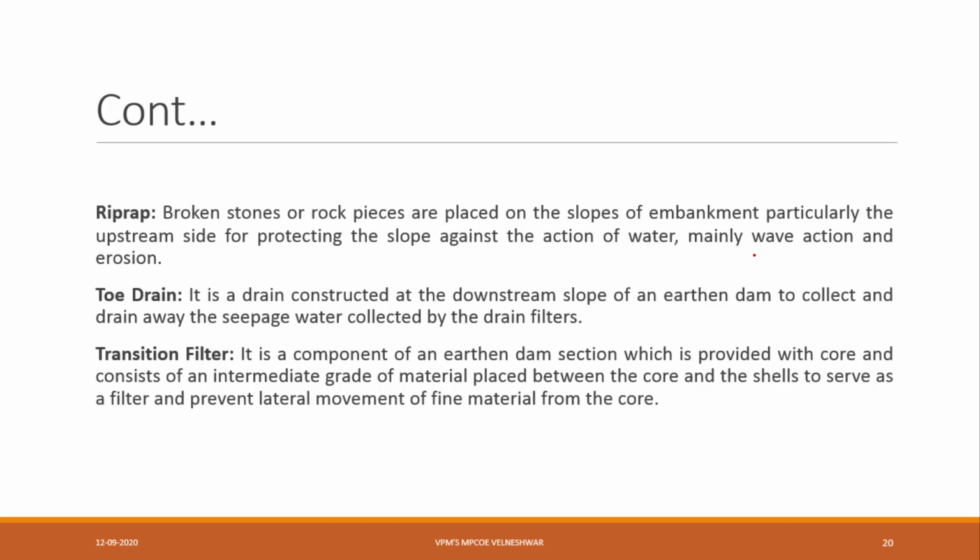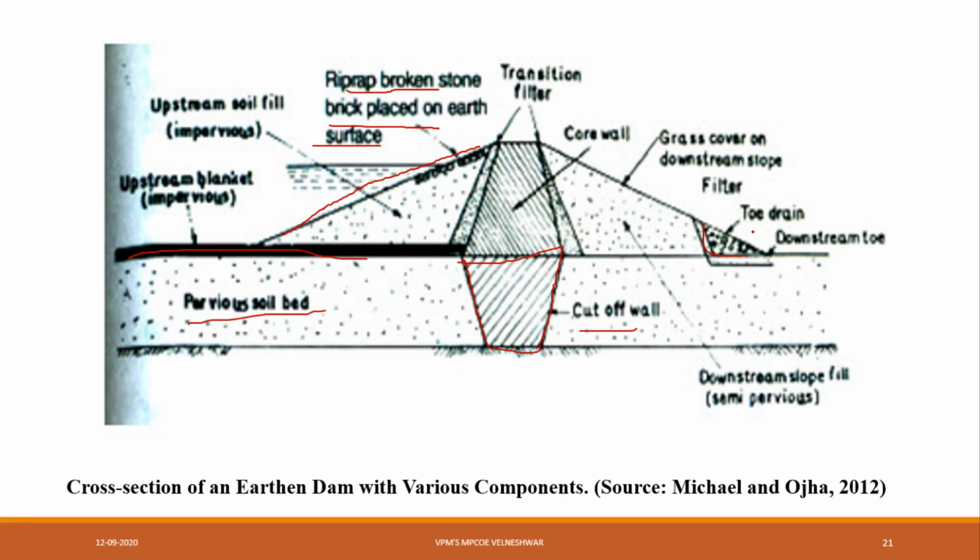Okay, next, transition filter. It is a component of the earthen dam section which is provided with a core consisting of intermediate grade of material. Transition filter means, see here where it is. This is our transition filter. Like in the previous lecture I said, thin core, thick core, like that this will be helpful. This one we can also say is a diaphragm. For suppose, if there is any water absorption by saturation, under these conditions this will be helpful. This is the transition filter.